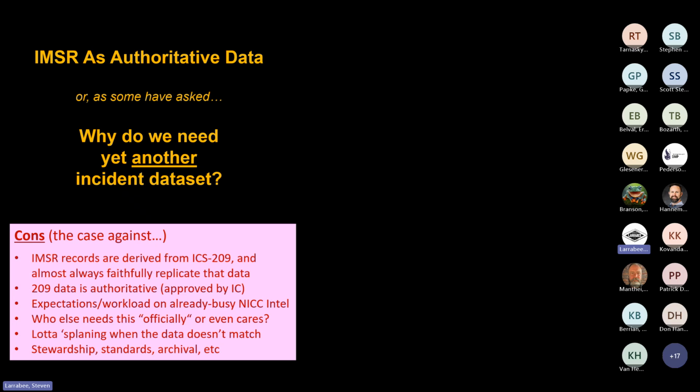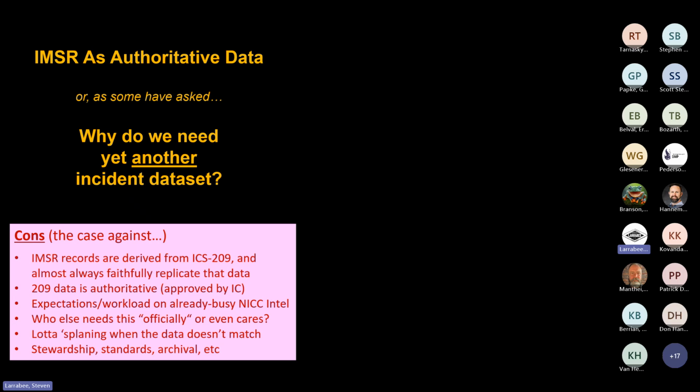So I won't go into all these in great detail, but the bottom line for the cons was, it's work. Nick Intel's really busy. So having an even more widely consumed product with some scrutiny on it puts Nick Intel in a tougher position than they have always had. The stuff on the IMSR mostly comes from the 209, and that is authoritative. I mean, that's an IC signature, so do we really want to put another data set out there that pretends to trump something as official as the ICS 209 data?